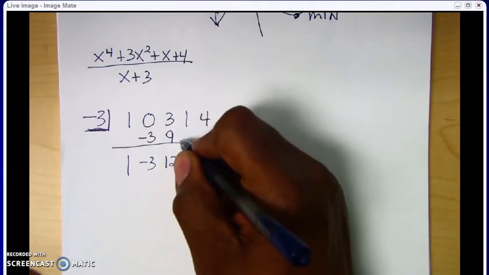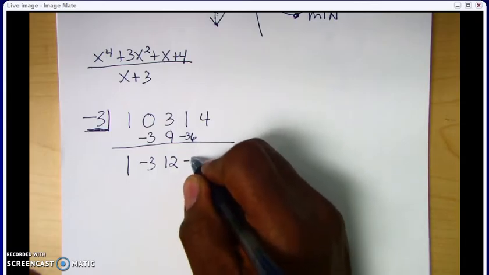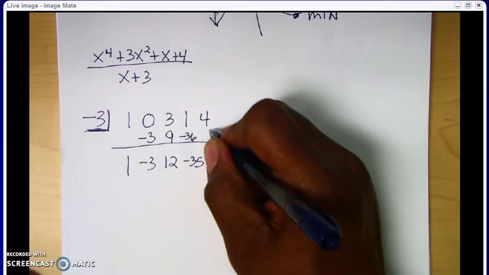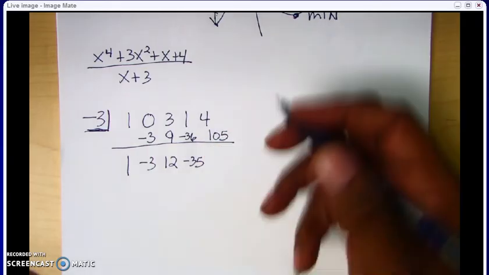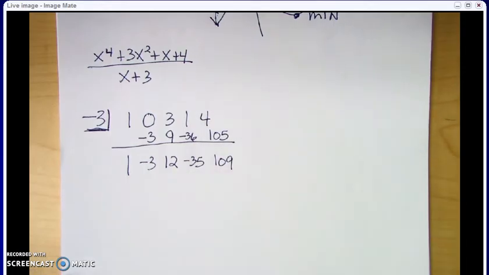Multiply, you get, what do you get? -36. Add, you get -35. Multiply, and you get 105. And then from there, add, and you get 109.